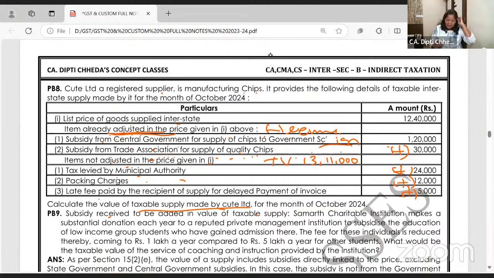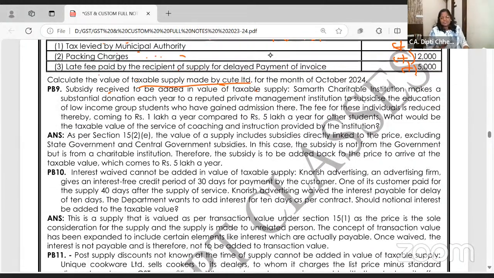It was a little tricky on the part of the central government subsidy, which is already adjusted. Already adjusted means already removed, you have already taken it out. So central government, if you have removed it, no problem. But if it is a private subsidy by some association, it has to be a part of the transaction value, so add. Municipal taxes not added, add. All the taxes you have to add to the transaction value except CGST, SGST and all. Packing charges, add. Late fees and all, add. So you're getting this answer. Clear? Next three, the answers are printed because they are a little theoretical.